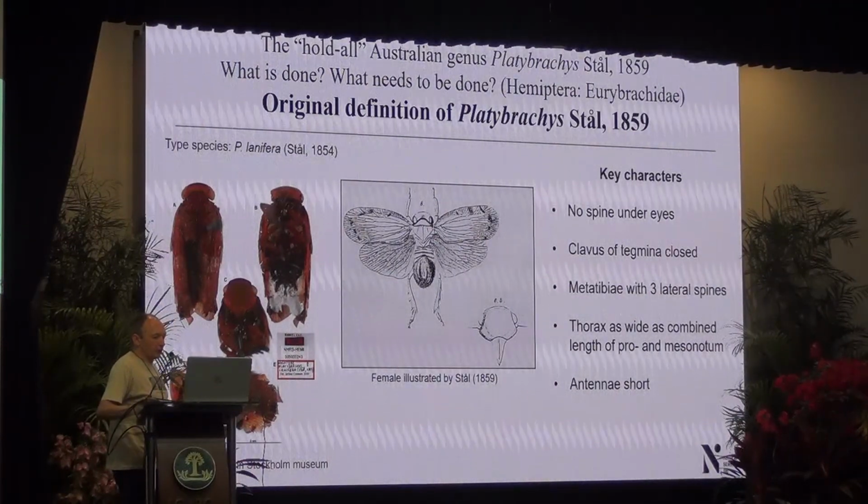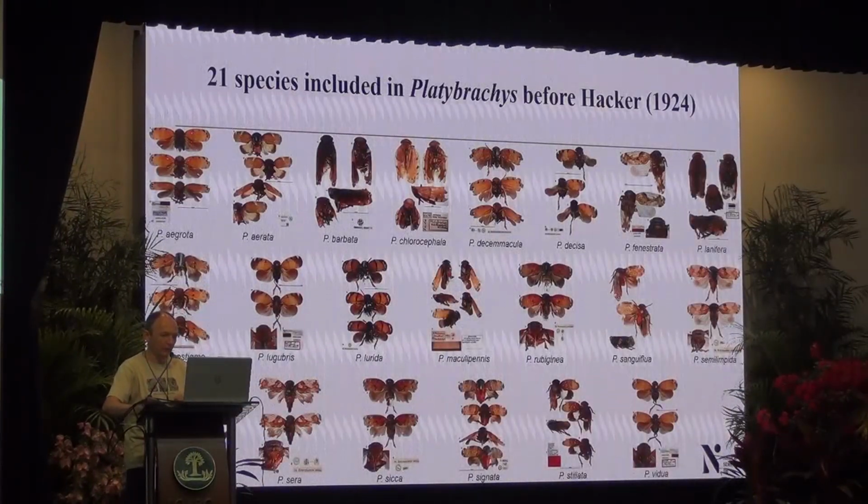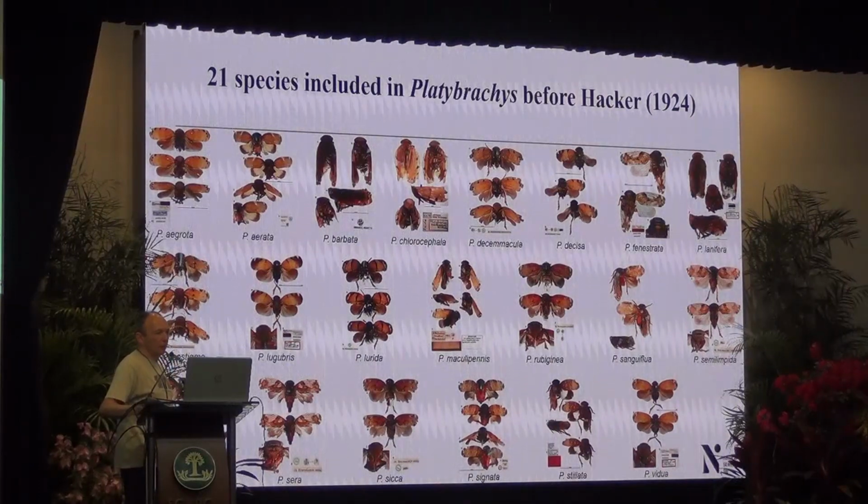When you give characters that are simple, it of course allows you to fit a lot of species in that genus. And that's exactly what happened. 21 species have been included in that genus Platybrachys, which is endemic to Australia. They mostly follow the characters that were given for the genus.